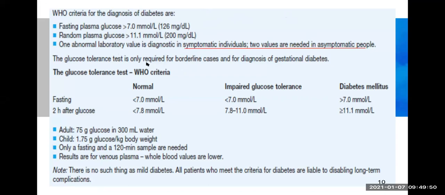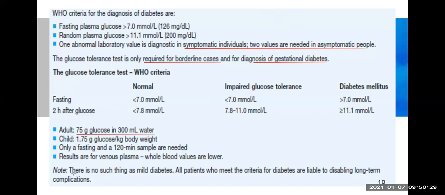The glucose tolerance test is only required for borderline cases and for diagnosis of gestational diabetes. We do not do this usually in the hospital. We just do postprandial: ask the patient to have a meal, and after 2 hours, we take the blood sugar for the measurement. That's it. Now, this is a glucose tolerance test described by WHO. Sometimes your examiner may ask you, this is done by giving 75 gram of glucose in 300 ml of water to the patient and measuring blood sugar like this. And these are the criteria, similar type of criteria.